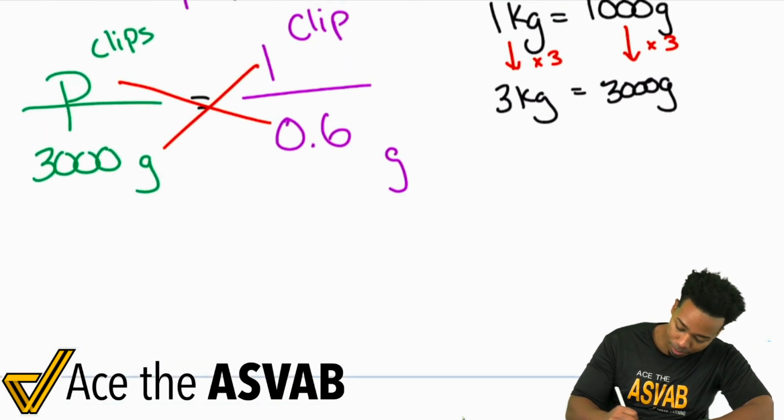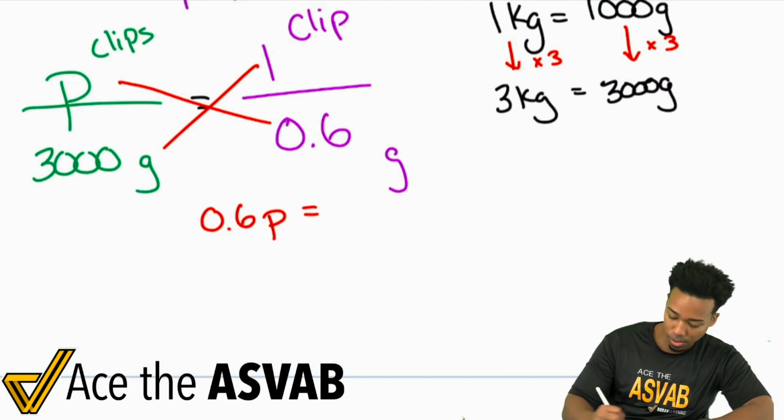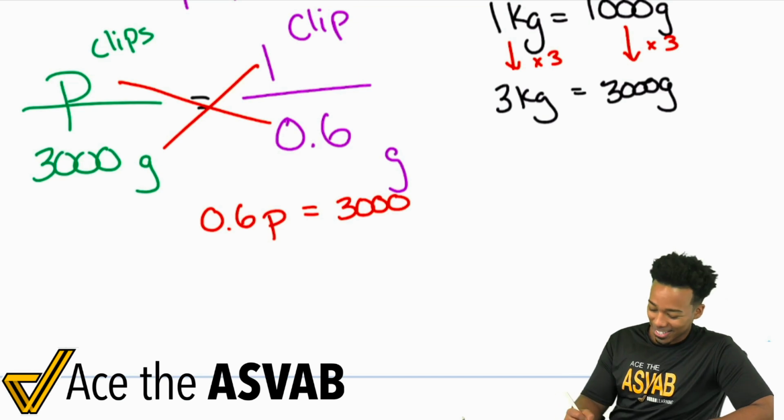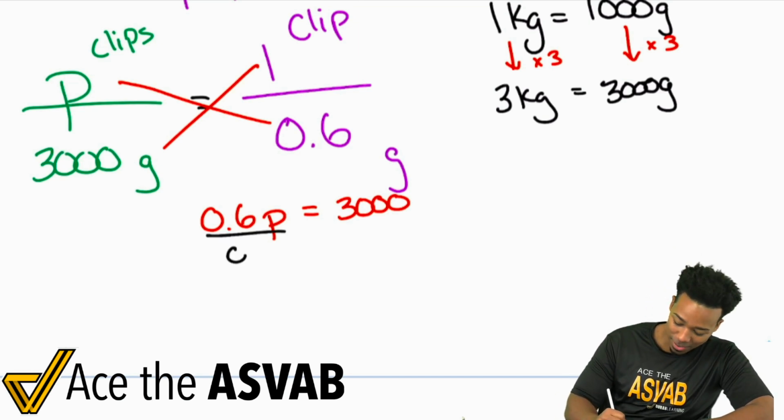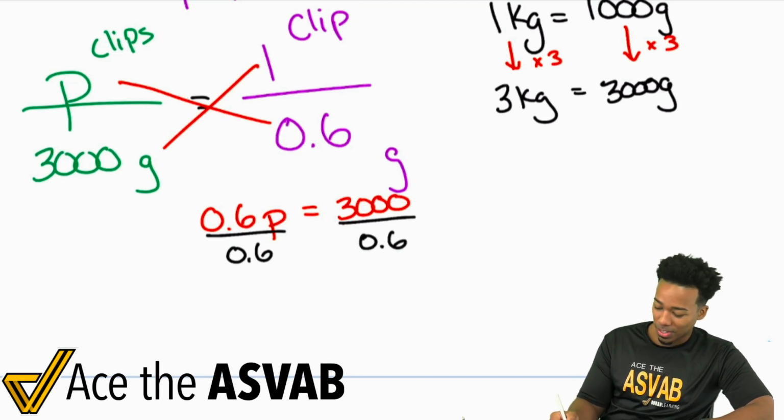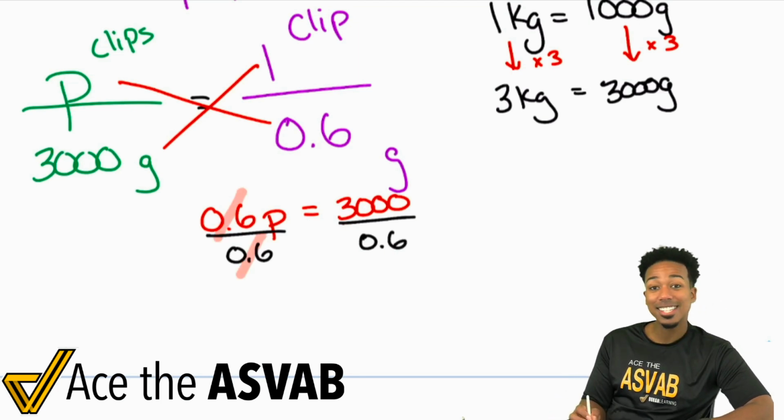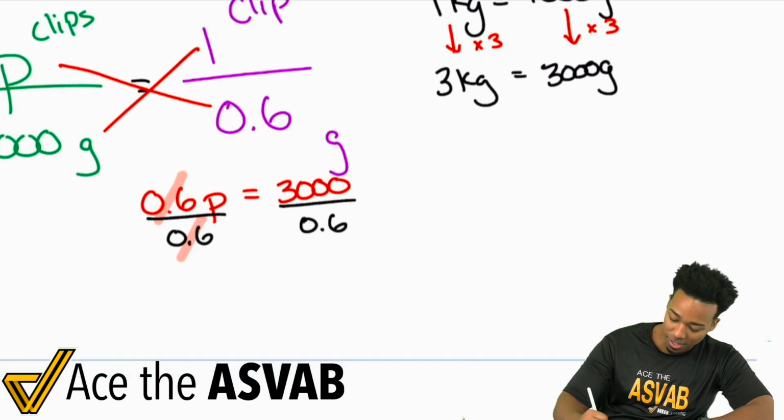And what we're going to get is 0.6 times P equals 3,000 times 1. Oh, that's super hard. And now we're going to divide both sides by 0.6, just like that. On the left side, it's going to cancel nice and easily. And now we just have to take care of this division.